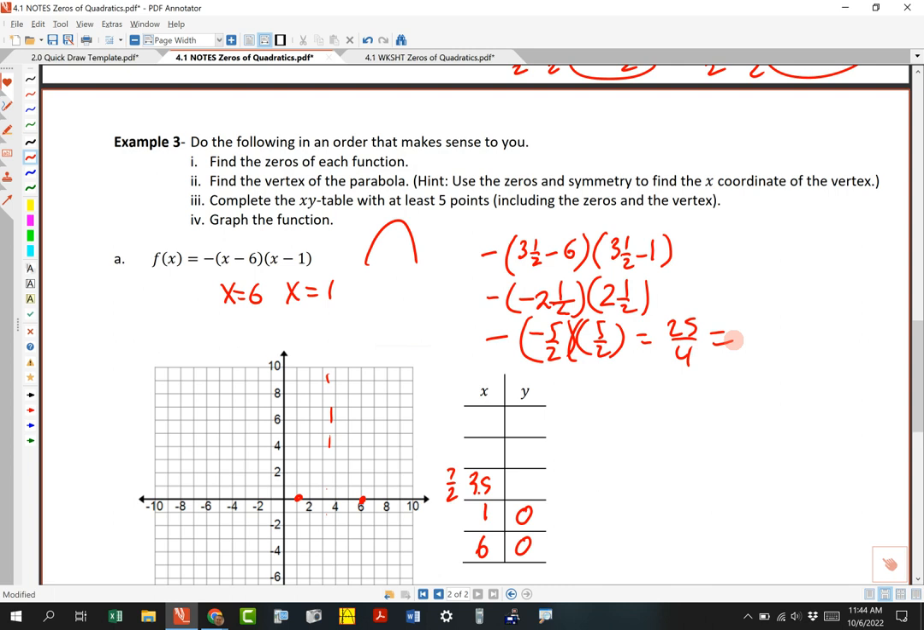Now, if you want to use your calculator and type it in, I don't want you to use the graphing stuff. If you want to type into your calculator 3.5 minus 6 and then 3.5 minus 1, or you want to do that mentally and have 2.5 times 2.5, throw that into your calculator. That's totally okay. This is one reason why I like fractions. I know the answer is 25/4, and I didn't have to reach for a calculator, which means this is 6 1/4. Okay, so 25/4. So that means it's about right here.